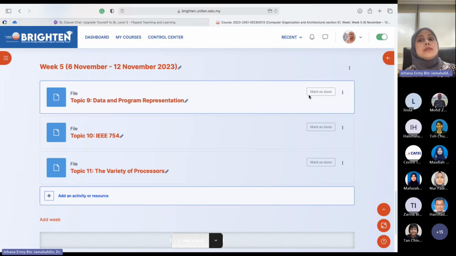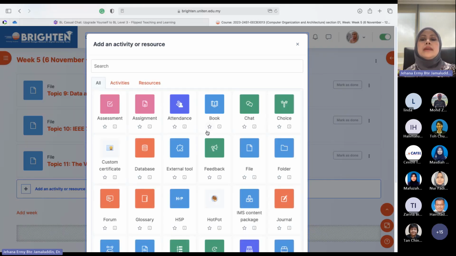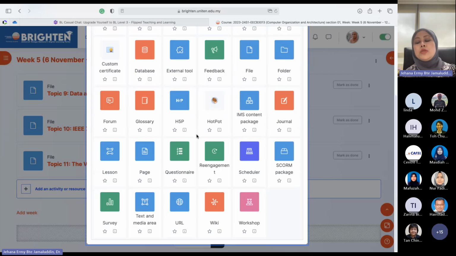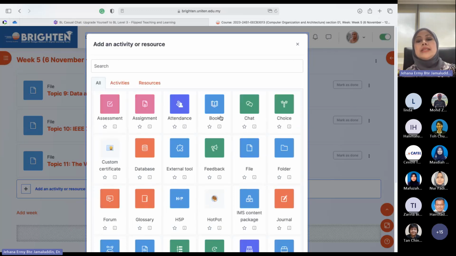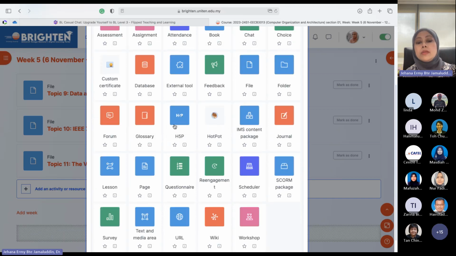So you're going to put in an activity or resource. For example, there are many things here that you might want to explore. Pretty much the same for now. You have custom certificate, but you don't need this unless your course is a micro credential. You can opt for external tool for Padlet, and you can have the normal ways of doing things. You can also opt for H5P. This is HTML based.